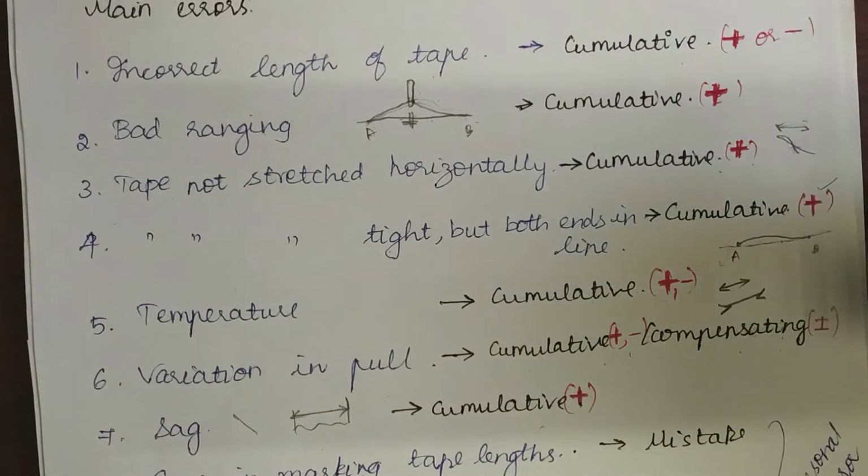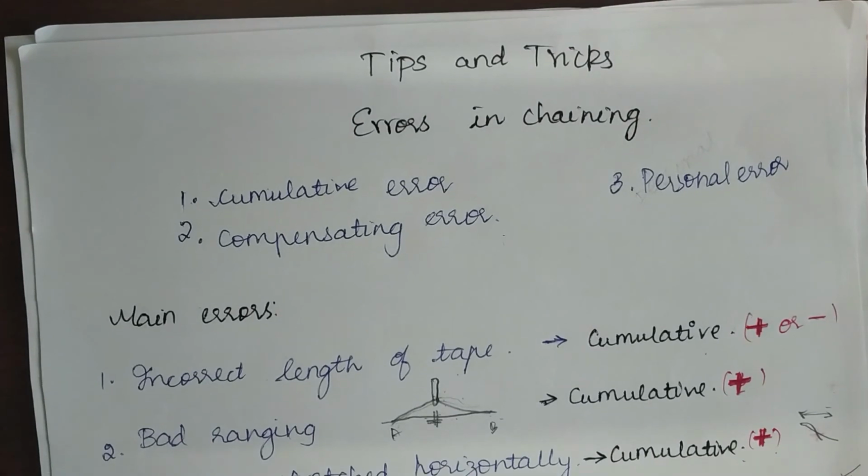Whereas these errors have a pattern and they are categorized into cumulative or compensating errors. So these are the types of errors and their properties.